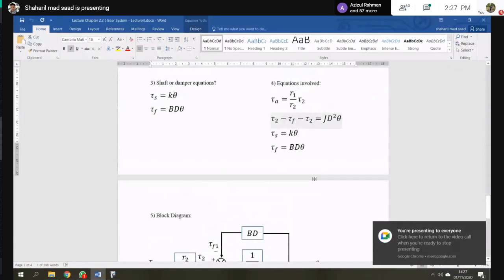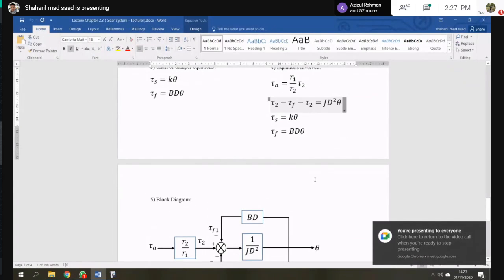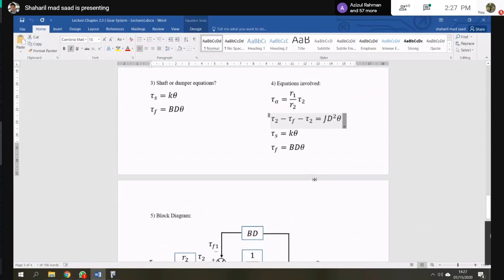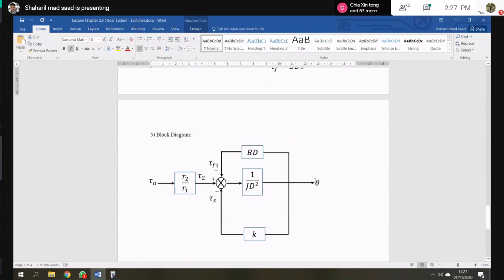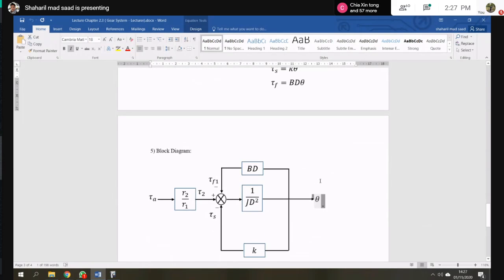For the block diagram, you need to draw it on your own. I hope that you understand how to draw it. It is quite simple. Maybe I can show a little bit.